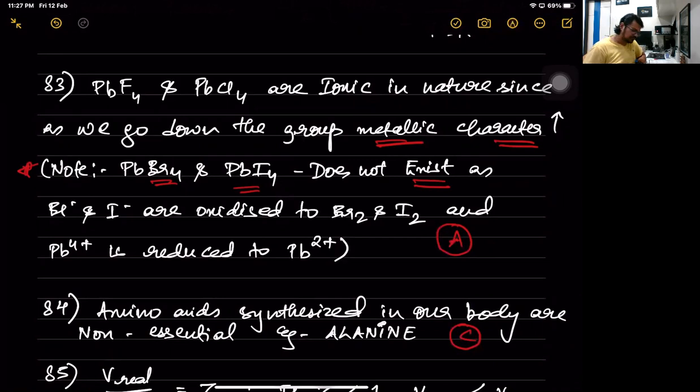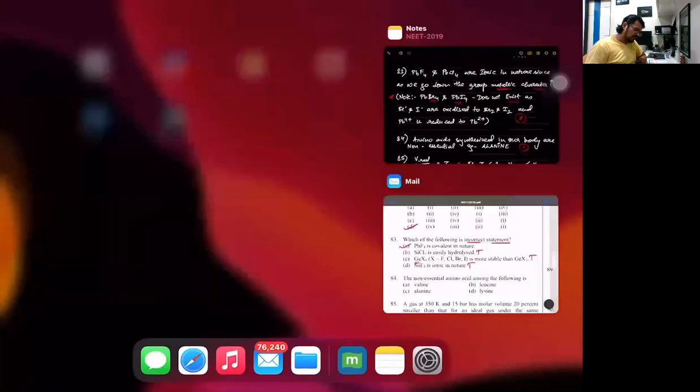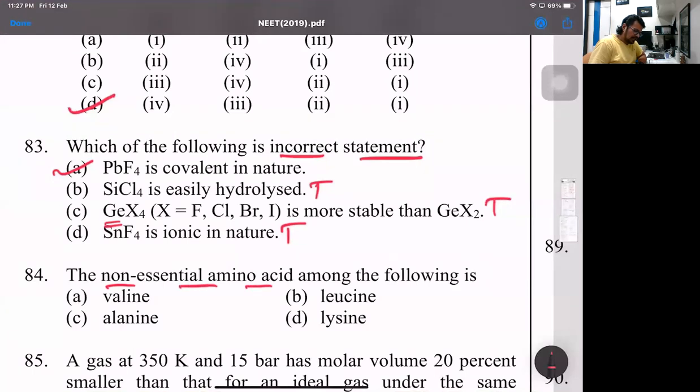All right. Then 84th one, the non-essential amino acid. Now the non-essential amino acid is the one which is synthesized in the body. That's nothing but alanine. Otherwise, valine, leucine, and lysine, these are the essential ones which we need in a regular diet. So 84 is C there.